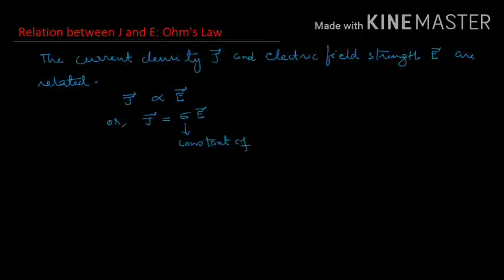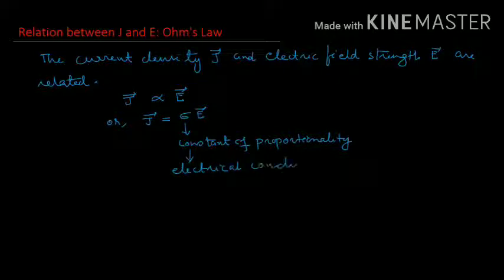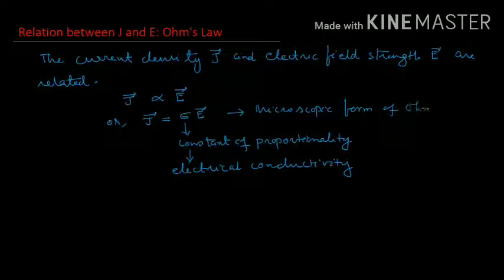Constant of proportionality. It is called electrical conductivity of the material. So J equal to sigma E. This relation is called the microscopic form of Ohm's law.